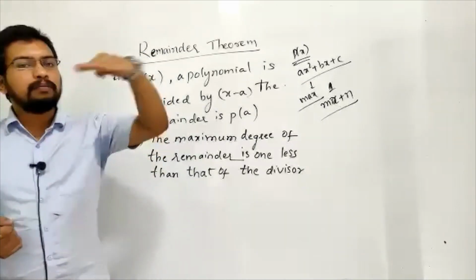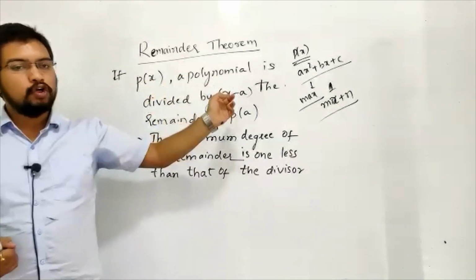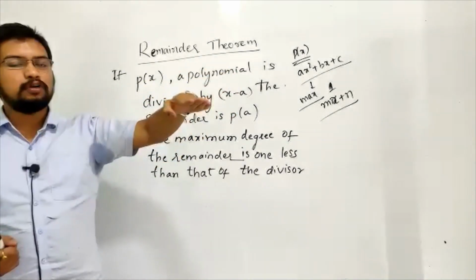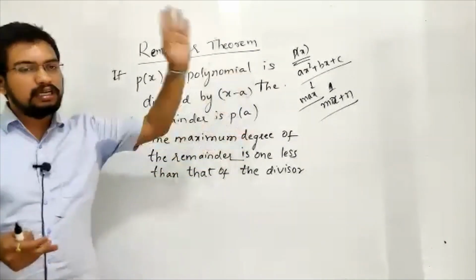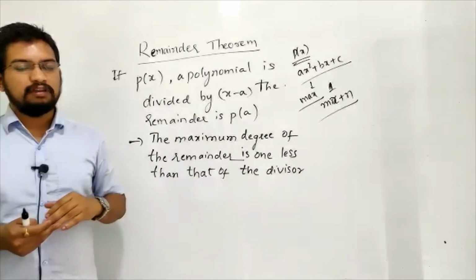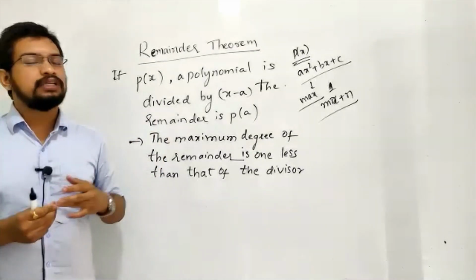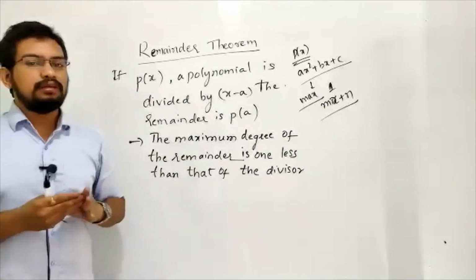But I'm talking about the maximum. This is the limit. If that is cubic, 2 is the limit for this one. Let's say the divisor is a 4th degree term, which is the biquadratic. The remainder will be of maximum degree 3.